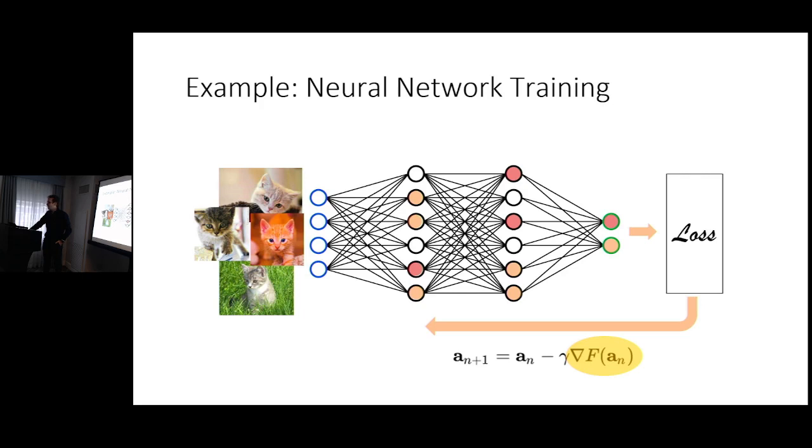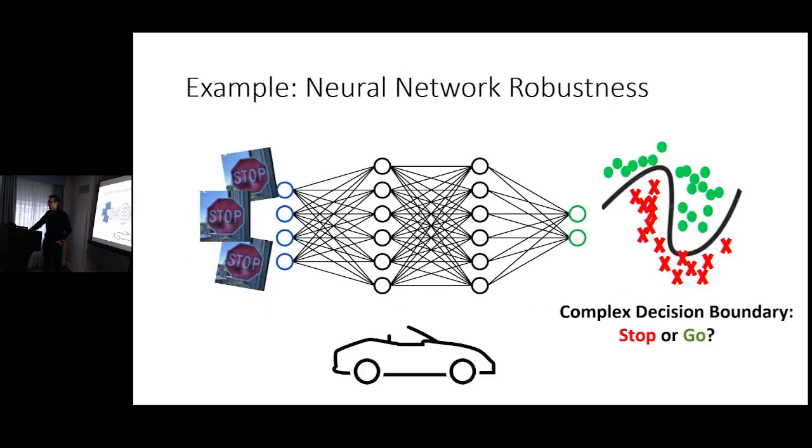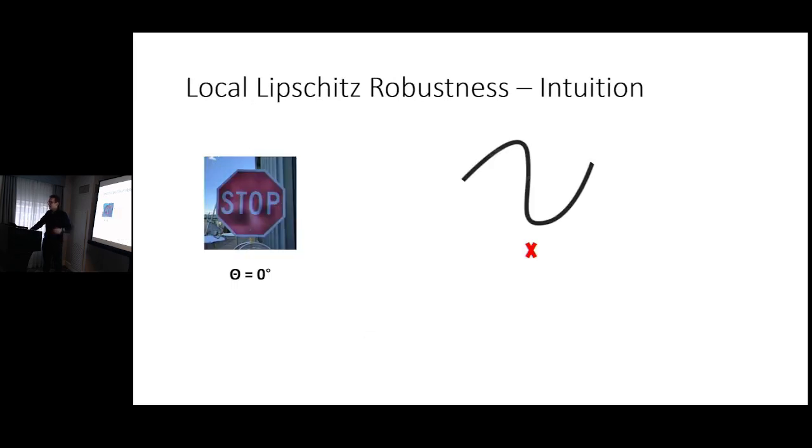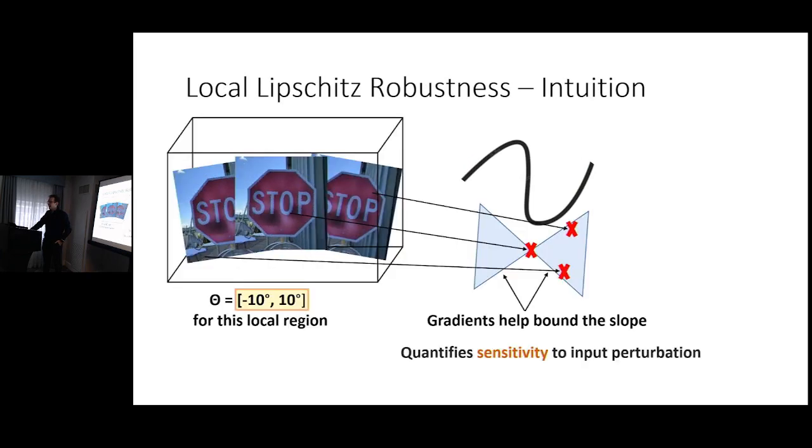Another example where they are necessary is, for example, when you have analysis of robustness. So you say, hey, there is a complex decision boundary. Should I stop or go? And depending on what angle you took the picture, you may be in a different place in this space. And gradients can help you bound the slope and tell you whether you will ever cross the decision boundary. All right. So this is motivation.